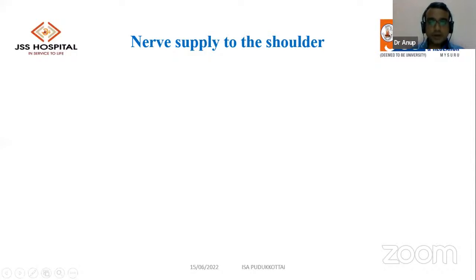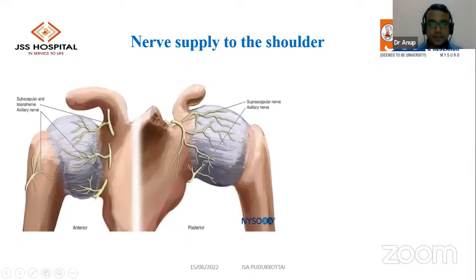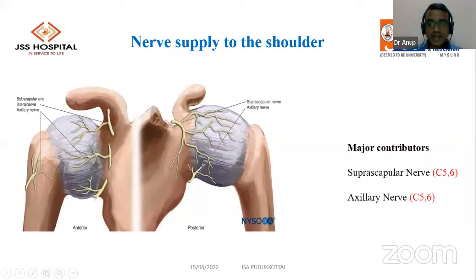So today's topic is related to the shoulder and clavicle. I want to give a brief description of the nerve supply of the shoulder joint. The shoulder is supplied basically by the suprascapular nerve and the axillary nerve, which have the root values of C5 and C6.